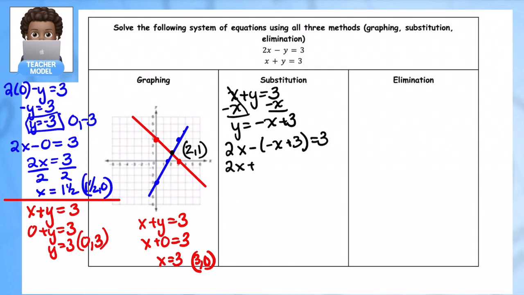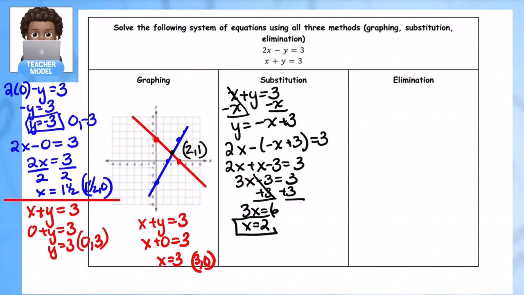Distribute. Combine like terms. And let's solve for x. So here I have x is equal to 2. And already, what do you notice? Same x equals 2 on this side. All right, now all I'm going to do is substitute to find what y is equal to.